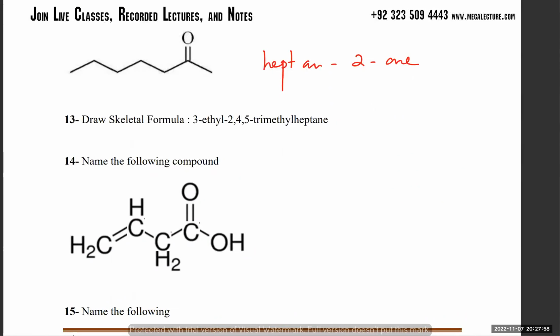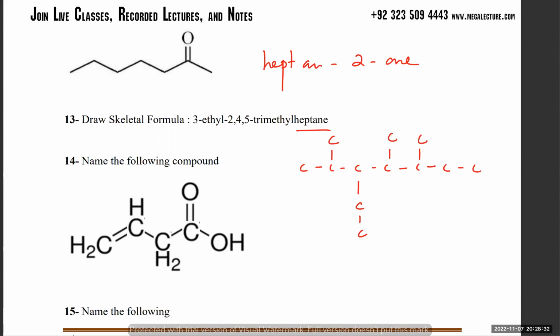heptane. So you're going to start with heptane. 6, 7. Now tell me, 3-ethyl. On the third one, there's an ethyl, which means 2 carbon atoms. And on 2,4,5, there's trimethyl. Trimethyl means 3 methyls. One is at 2, one is at 4, and one of them is at 5.